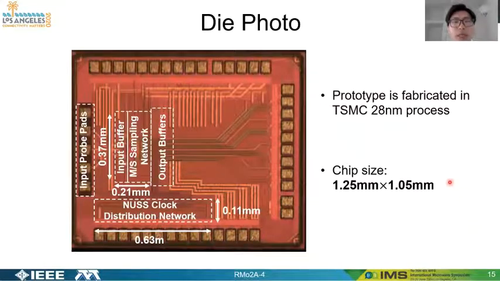Our prototype is fabricated in TSMC 28nm process. The total core area of the NUSS receiver without output buffer is 0.15 mm².